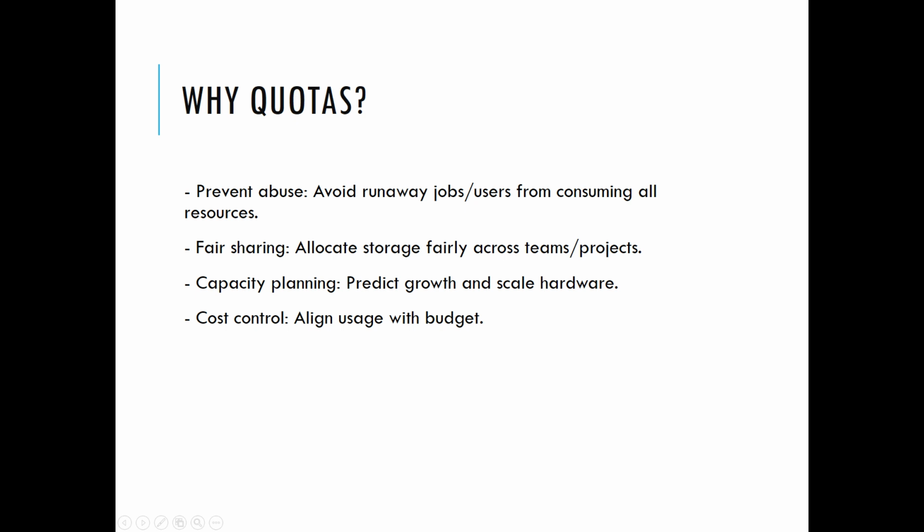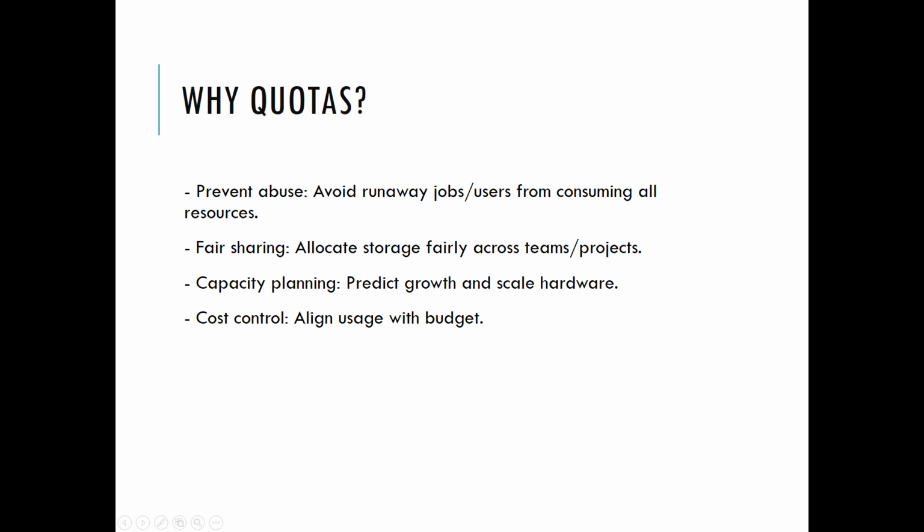So, why do we need quotas in HDFS? There are 4 key reasons. First, to prevent abuse. Quotas help avoid situations where a single user or job consumes all the cluster's storage, potentially bringing the system to a halt. Second, to ensure fair sharing. Storage resources can be fairly divided across multiple teams or projects, reducing contention and conflicts.